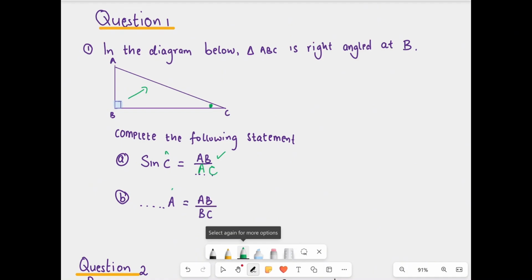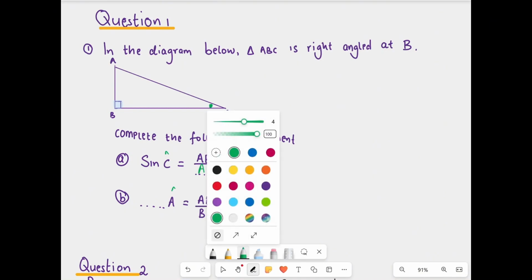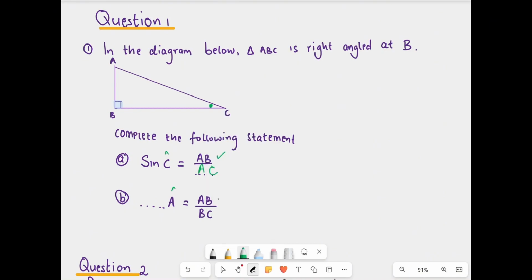We are given angle A. So from angle A, we have AB over BC. Now we need to check here. From angle A, let me check AB. I can see that my AB from angle A is adjacent. So this side represents adjacent from angle A, and BC from angle A is opposite. So now we have adjacent over opposite.